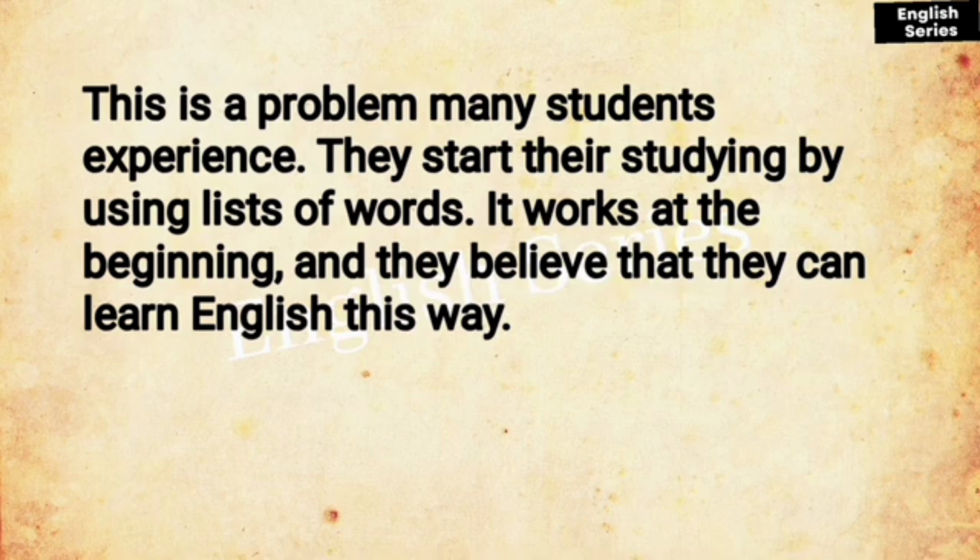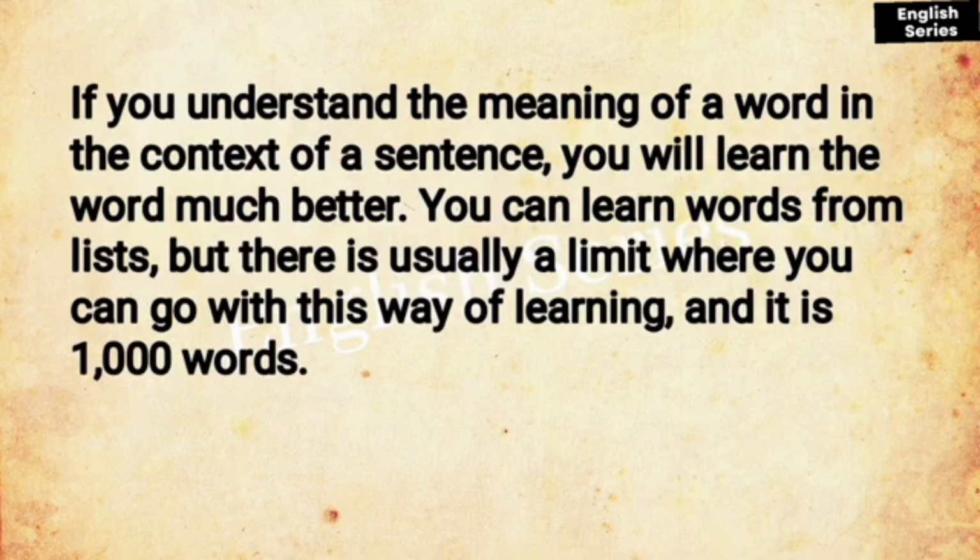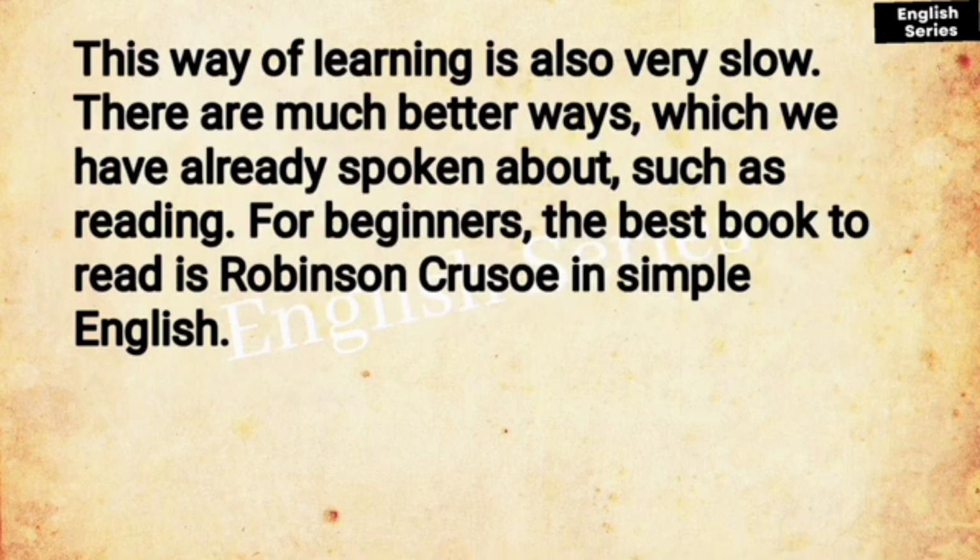They start their studying by using a list of words. It works at the beginning and they believe that they can learn English this way. They don't know that when they have achieved the level of 1000 words, they have to start using a different system. If you want to learn words from a higher level, you have to learn them from a whole sentence. If you understand the meaning of a word in the context of a sentence, you will learn the word much better. You can learn words from a list, but there is usually a limit to how far you can go with this way of learning. This way of learning is also very slow.